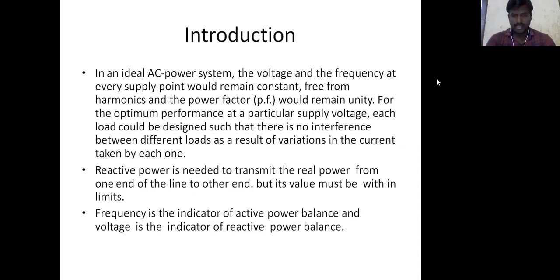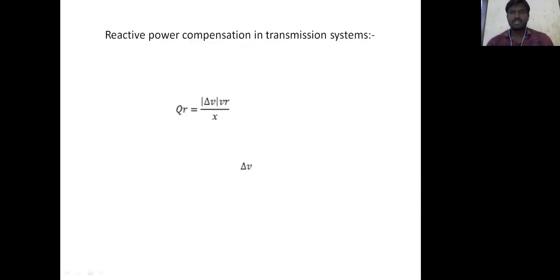The next slide is reactive power compensation in the transmission systems. The voltage is an indicator of the reactive power. Now we derive the reactive power equation of the transmission line: Qr equals delta V into Vr by X. Here delta V is the change in voltage, Vr is the receiving end voltage, and X is the reactance of the transmission line.